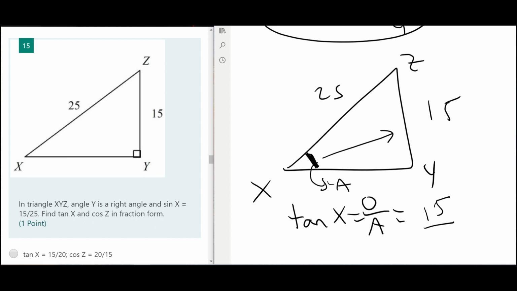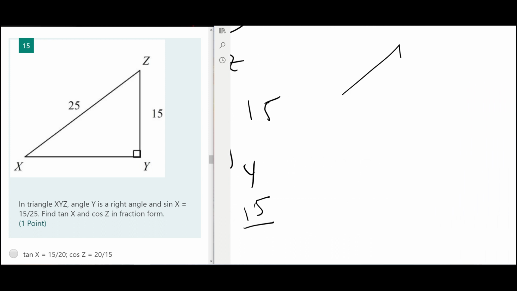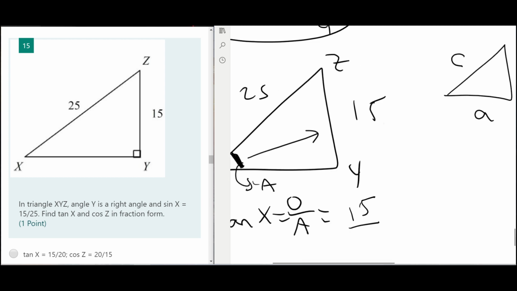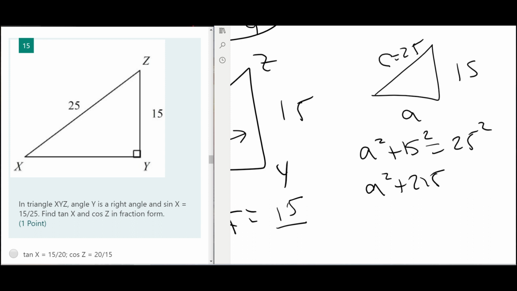So we got to use the Pythagorean theorem to get that, right? So let me go ahead and draw the triangle again so we can see that. So that's A, that's B, this is C, and we know that C is 25 because they told us that. Okay. So we have a squared plus b squared. B is 15. C squared is 25 squared. So we have a squared plus 225 equals 625. Then we got to subtract that over.